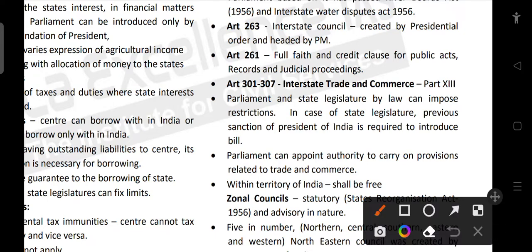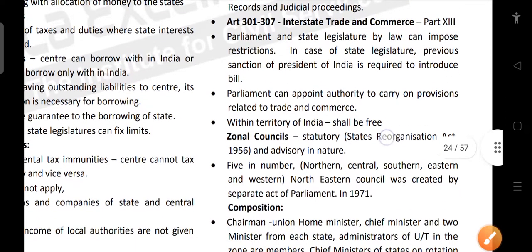For a state to impose restrictions, previous sanction of the President is needed because the other state is also affected by its decision, right? So Parliament can appoint an authority to carry out such provisions. Then, within the territory of India, trade and commerce shall be free.